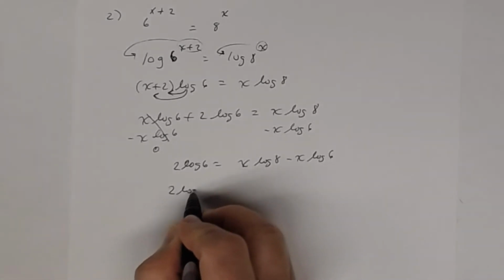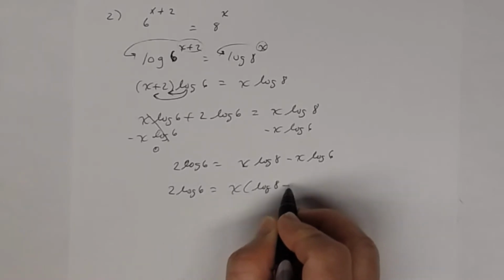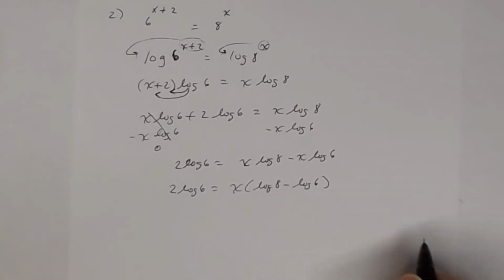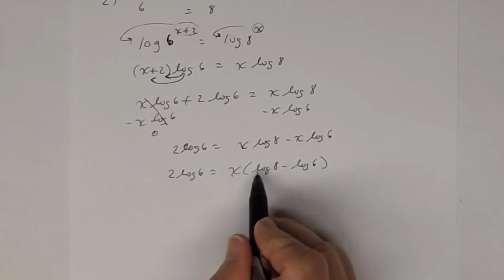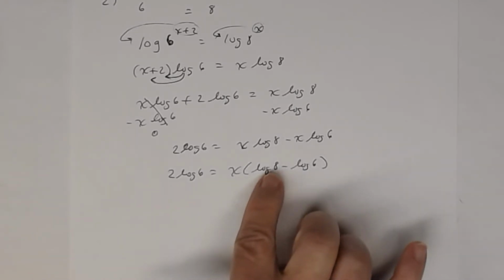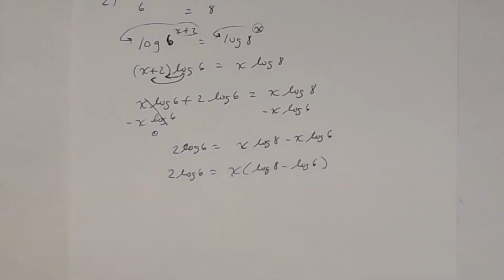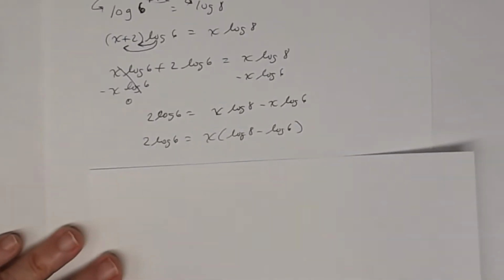So you get 2 log 6 equals x times the log of 8 minus the log of 6. And now the coefficient of x is this real number. It's 2 terms. Do not make the mistake and say the log of 8 minus the log of 6 is the log of 2. That's not true. Okay? That is not true. So be careful. And if you ever think something like that, always verify.